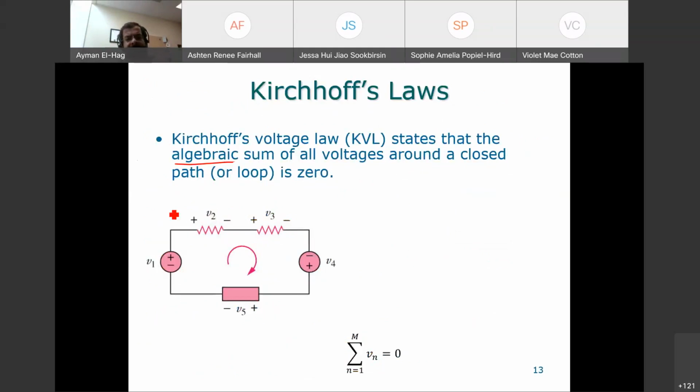So basically here you assume that you stand up here. This is your starting point, and you want to take a walk around this loop. As you move, you will write down the first sign of the two polarities, because every voltage has two polarities. The first one you see as you walk is the sign that you will write down. So if you walk this way, you see plus here. So this becomes plus V2.